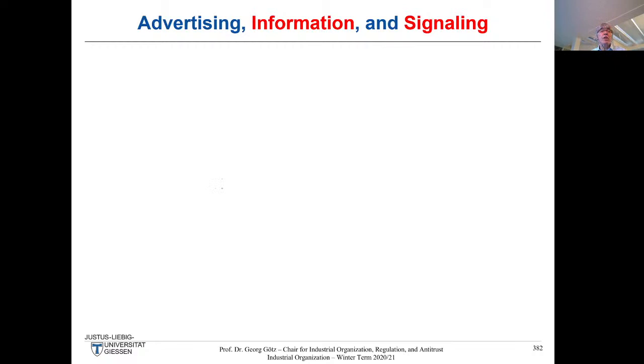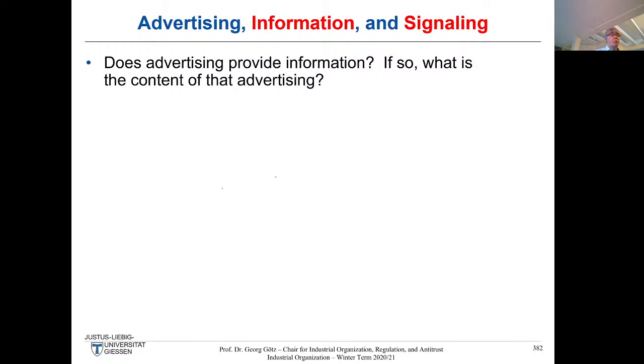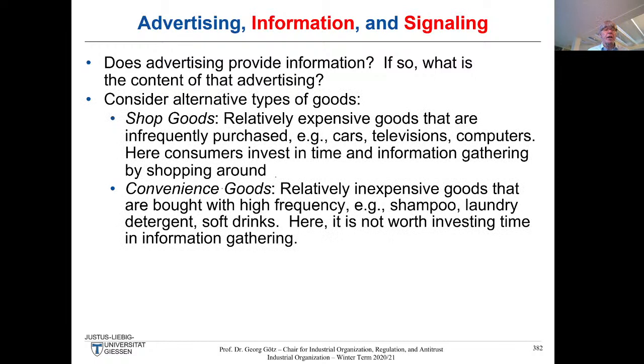How does advertising provide information? And if so, what is the content of this advertising? What kind of information do you provide? What we want to do in this part right now is to come up with hypotheses on the level and the extent of advertising, and how that should depend on the type and the character of the good.